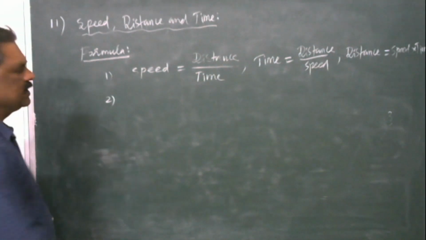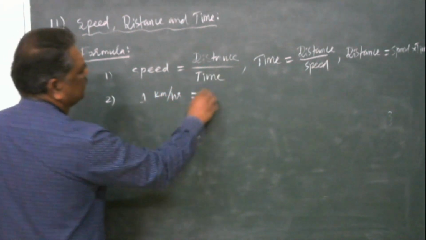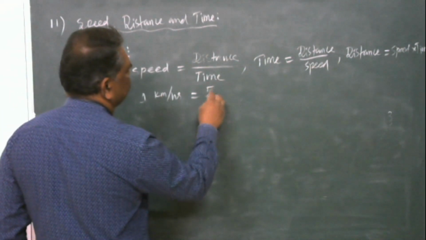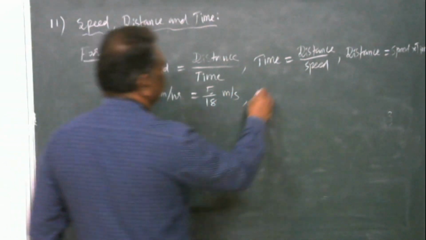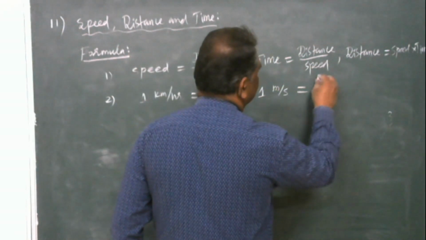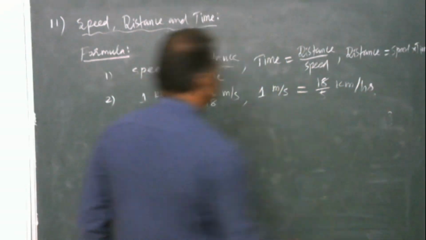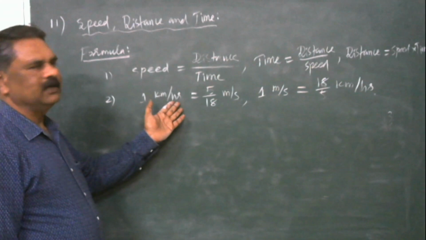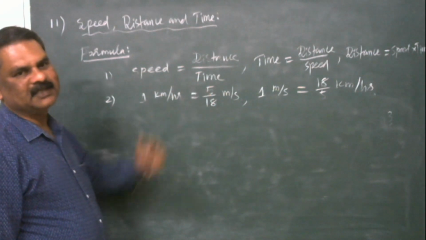And second, very important is conversion. Sometimes we need to convert kilometer per hour into meter per second. If you want to convert, we need to multiply by 5 by 18 meter per second. And if you want to convert meter per second to kilometer per hour, just the reciprocal, 18 by 5 kilometer per hour. So how do you get this? 1 kilometer is 1000 meter, 1 hour is 60 minutes, again 60 into 60 seconds, cancel it, we will get this.